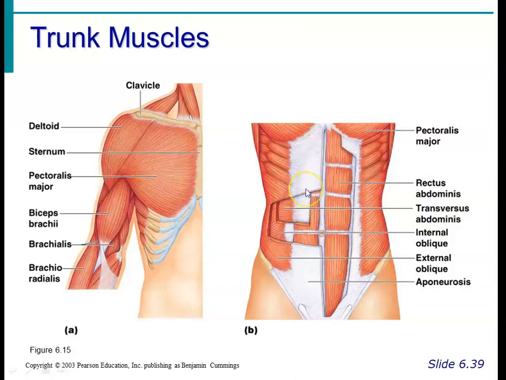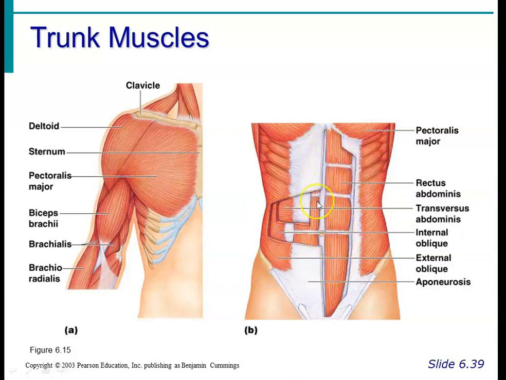And then the word oblique means at an angle. So rectus means straight, up and down. Transverse means straight, side to side. And oblique means at an angle. And you have two types of obliques. Those are the ones over on your side there. The ones on the outer part are called your external obliques. And then if I go underneath that, and they actually go a different direction, but they do still go at an angle, those are your internal obliques. So your external obliques, your internal obliques, your transverse goes straight, and your rectus abdominis.